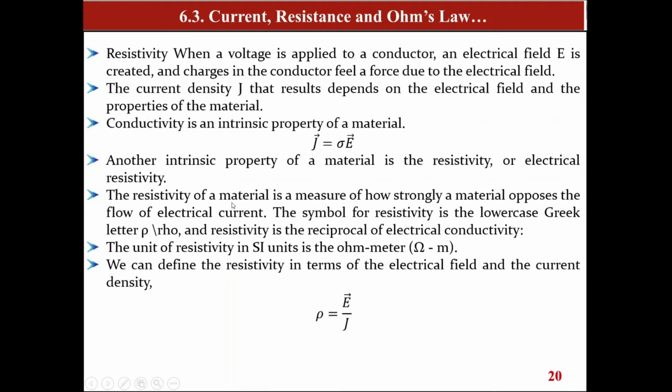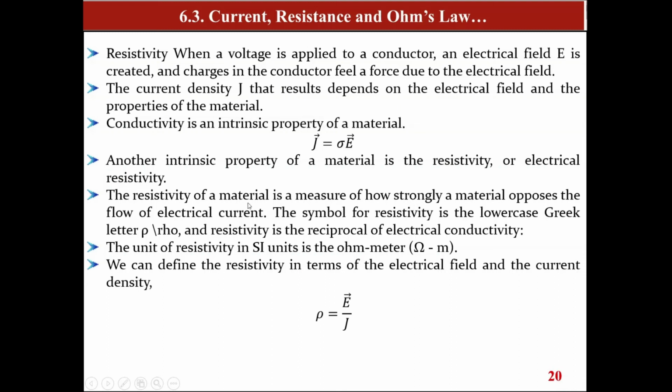So another topic here is resistivity. When voltage is applied to a conductor, an electric field is created. The charges in a conductor feel a force due to the electric field. The current density J that results depends on the electric field and the properties of the material. Conductivity is an intrinsic property of the material. So another intrinsic property of material is the resistivity, which is 1 over conductivity.